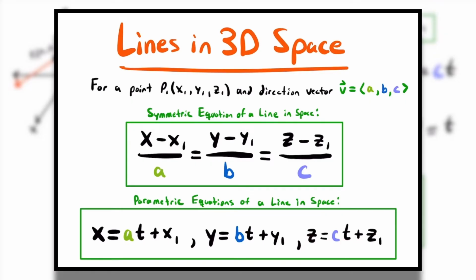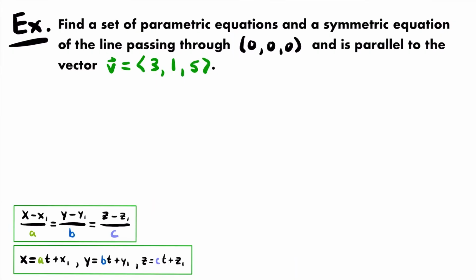Okay, and so now that you've seen how we represent lines in 3D space, let's actually take a look at some examples where we set up these symmetric and parametric equations. All right, so here's our first example. We want to find a set of parametric equations and a symmetric equation of the line passing through this point, which is the origin, the point 0, 0, 0, and is parallel to the vector v, which is the position vector of the point 3, 1, 5.